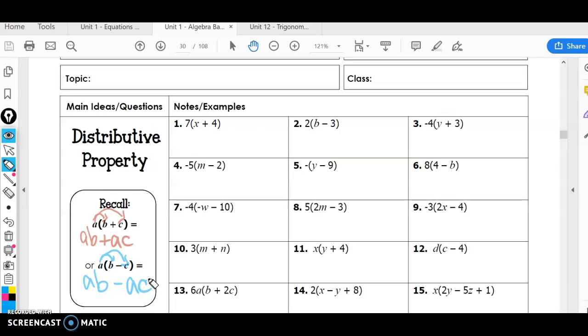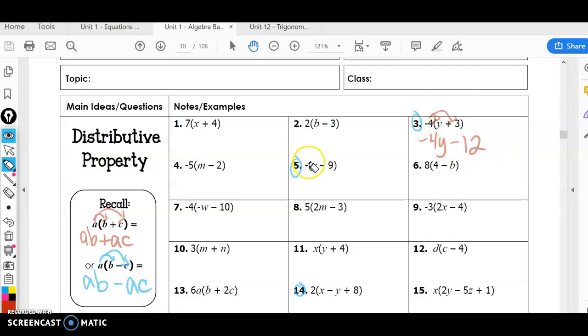For example, let's do a tough one. Let's do a couple of tough ones. Let's do number 3, and then I want to talk about 5, and then we will go to 14. In number 3, we're going to distribute the -4 to both of the terms on the inside, which makes a -4y, and then a -4 times 3 is a -12.